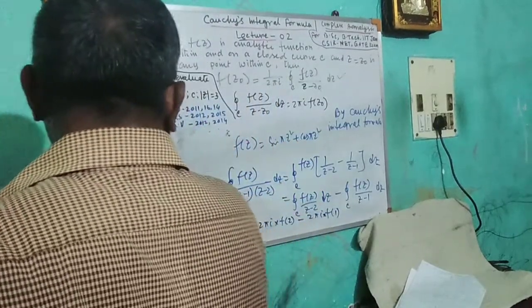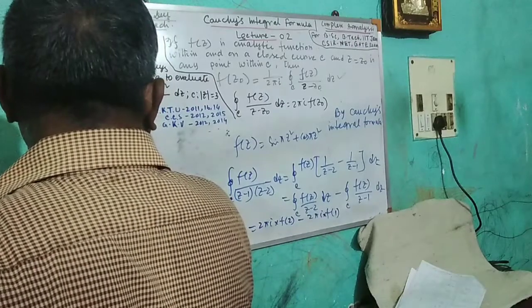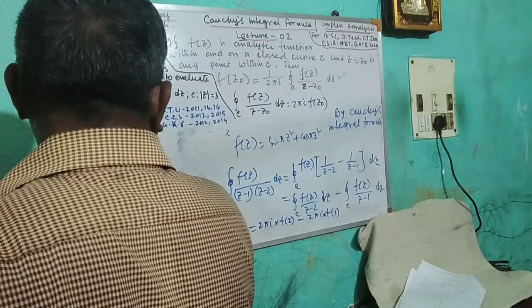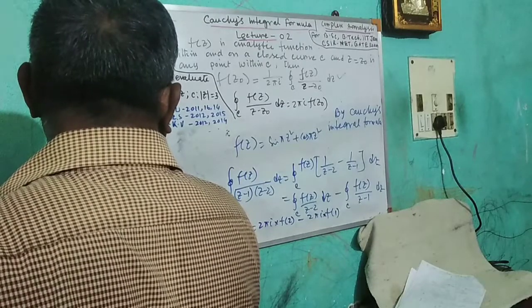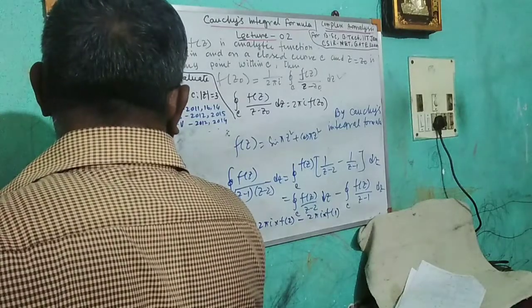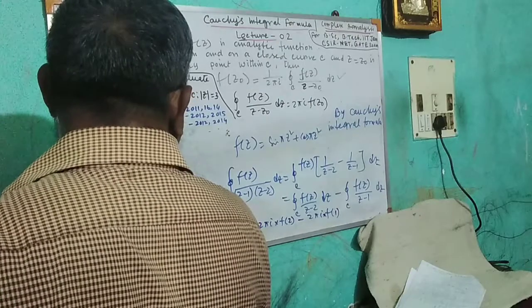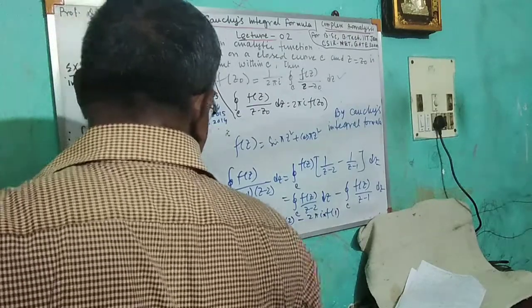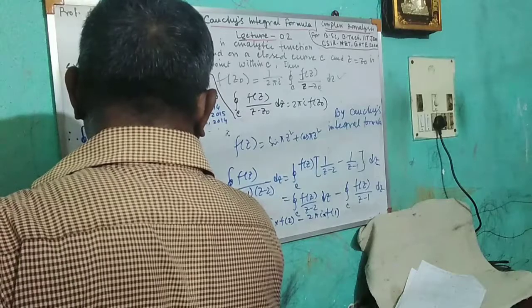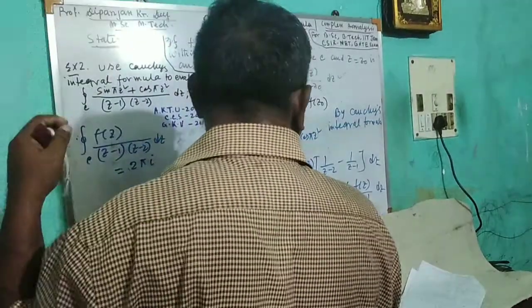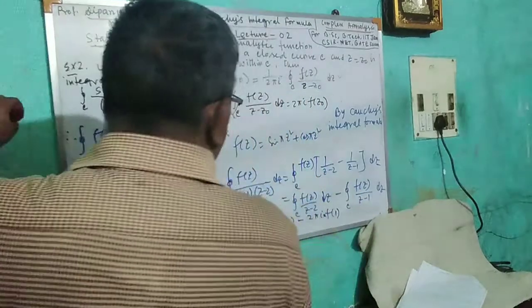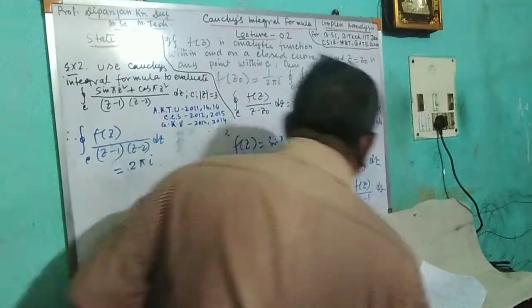So therefore we can get the integration over C of f(z) by (z minus 1) into (z minus 2) dz is equal to 2 pi i f(2). What is f(2)? f(2) means sine of pi 2 square.